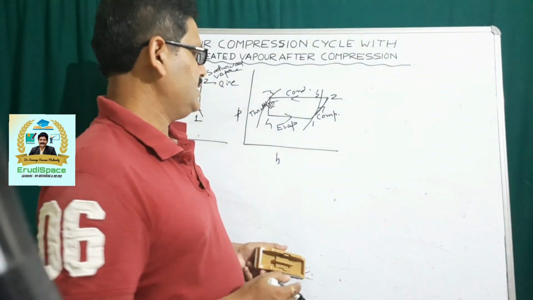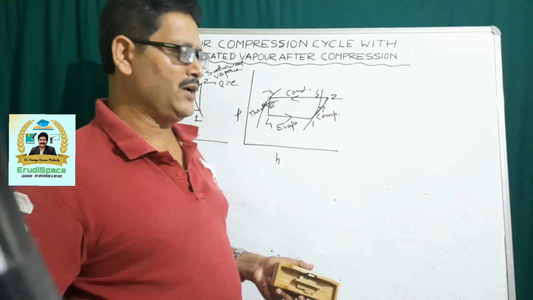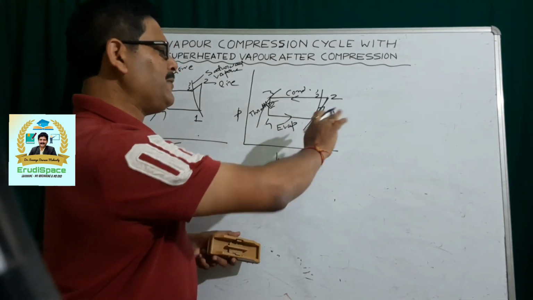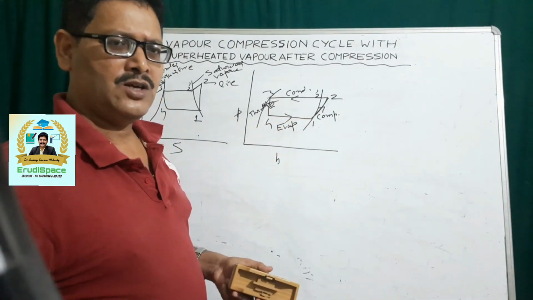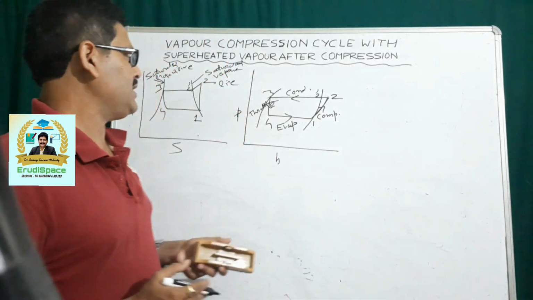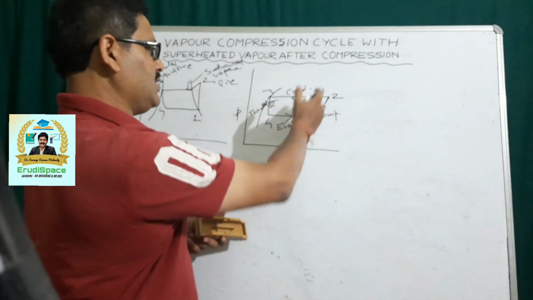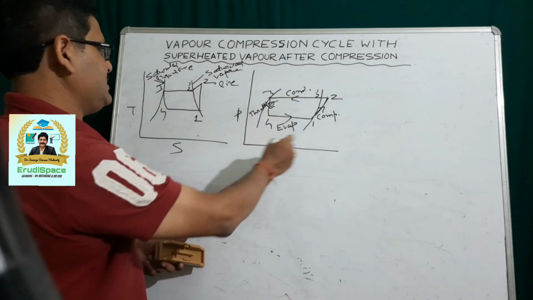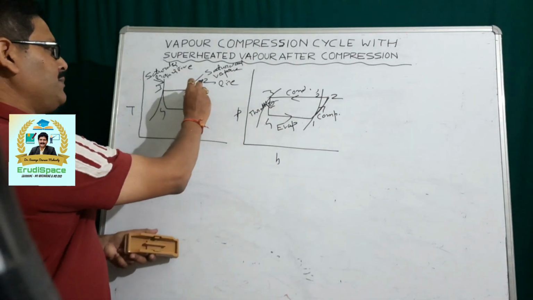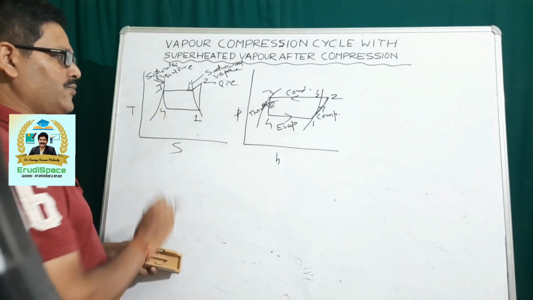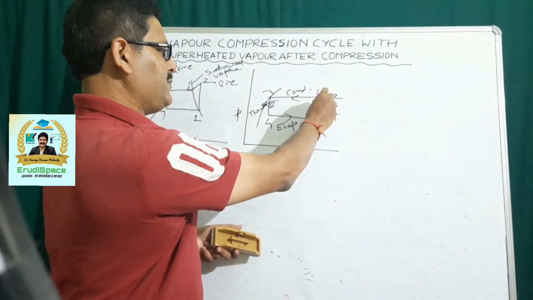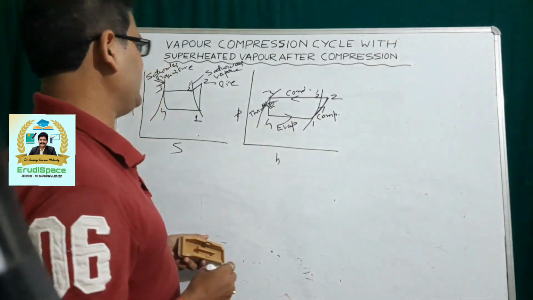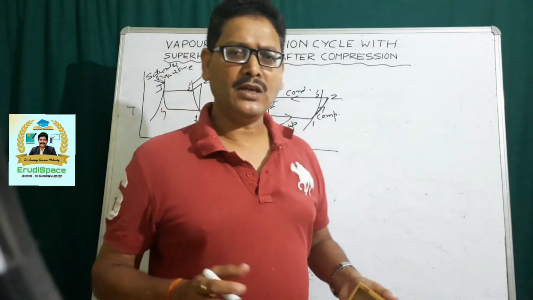So we will consider the entry to the compressor to be point 1. So here dry saturated vapor refrigerant enters the compressor where it is compressed. Due to compression, its pressure and temperature are raised, as you can see from both the TS as well as PH diagram. The temperature corresponding to point 2 is more than that of point 1, and the pressure at point 2 is more than the pressure corresponding to point 1.